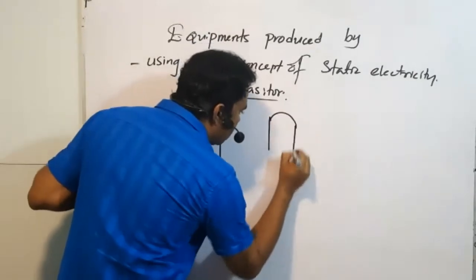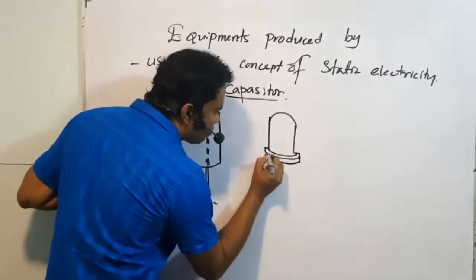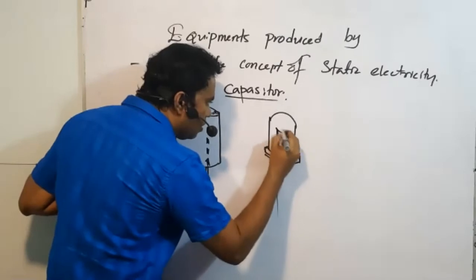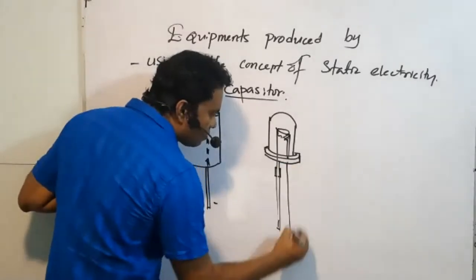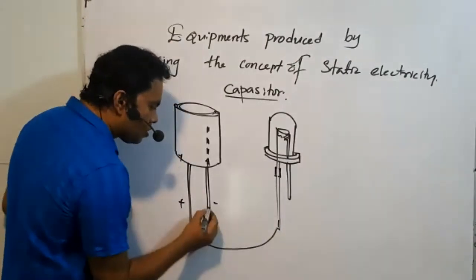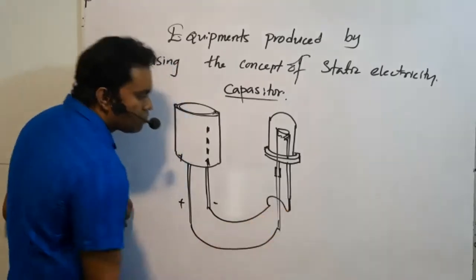This is a light emitting diode. This is the positive terminal. Sir, should we draw this? No, son, just listen to this. First try to understand. Positive to positive, negative to negative. That wire is bypassed and connected to this.